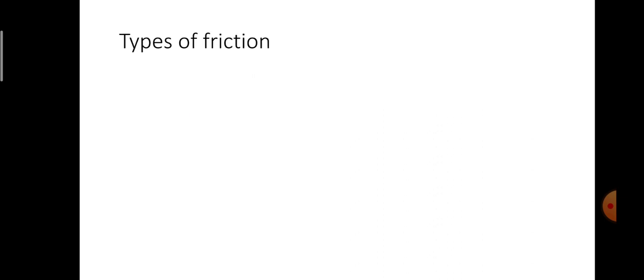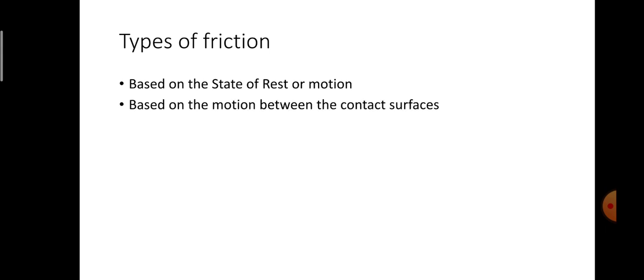Coming on to the next important concept, that is types of friction. The frictional forces are classified into three varieties: first, based on state of rest or state of motion; second, based on motion between the contact surfaces; and third, based on the type of contact surface. Coming to the first one, based on the state of rest or state of motion.